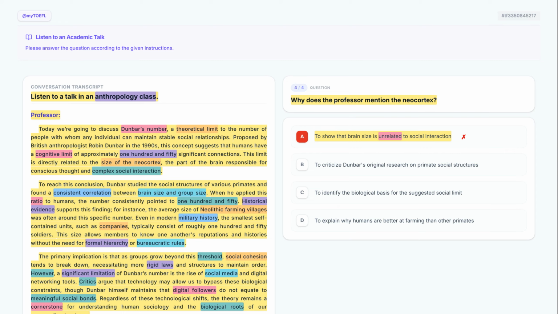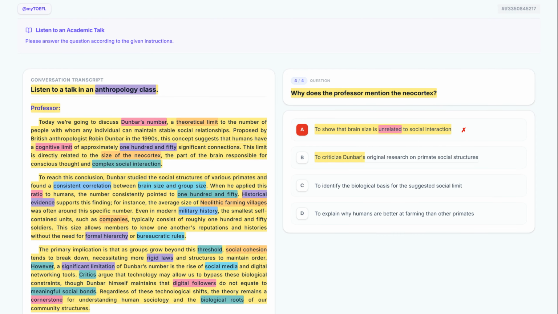Now, let's check what option B suggests. To criticize Dunbar's original research on primate social structures. The professor mentions the neocortex to support Dunbar's findings, not to criticize his research.